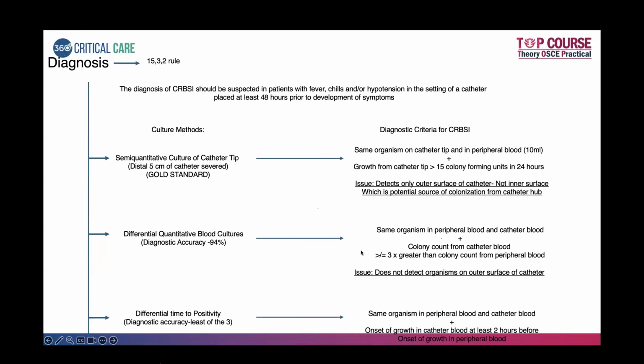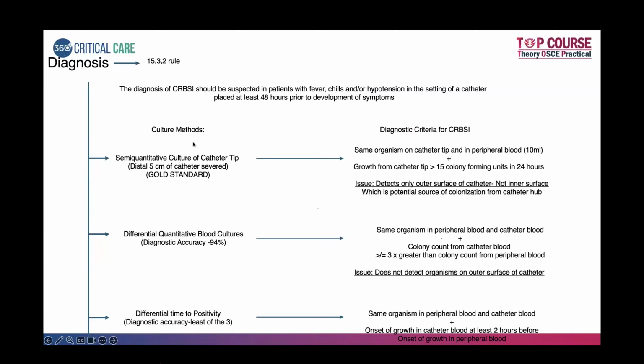So coming to the diagnosis, we go by the 15-3-2 rule. This is mainly something I had written in my notes just to keep as a good memory aid. The diagnosis of CRBSI should be suspected in patients with fever, chills, and/or hypotension in the setting of a catheter placed for at least 48 hours prior to the development of symptoms.